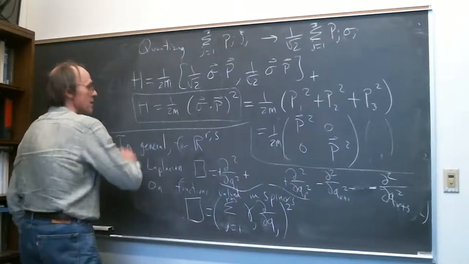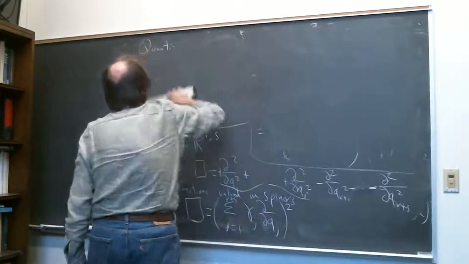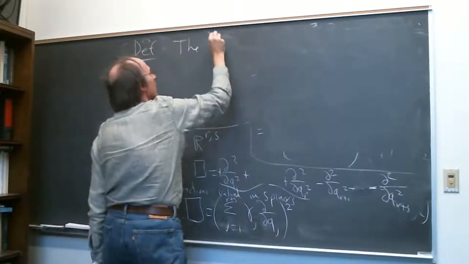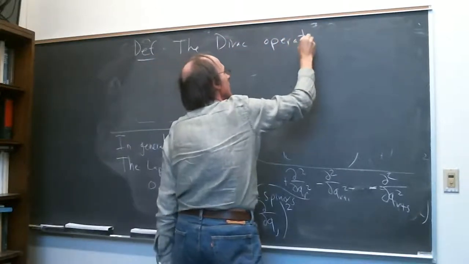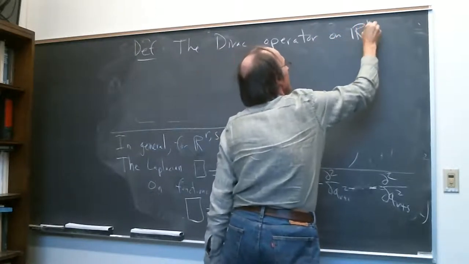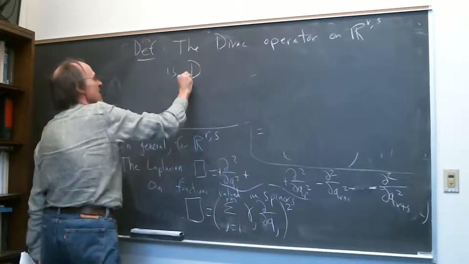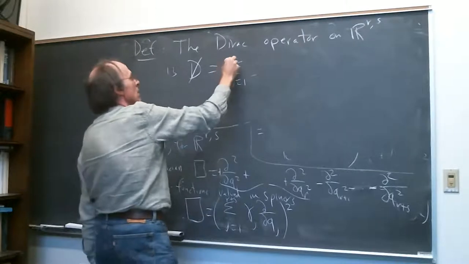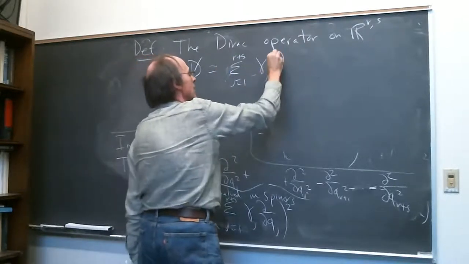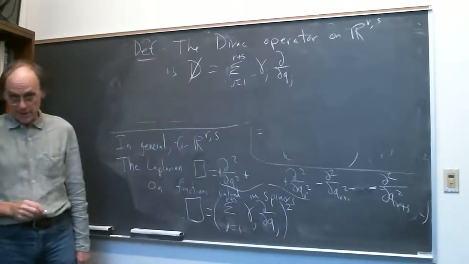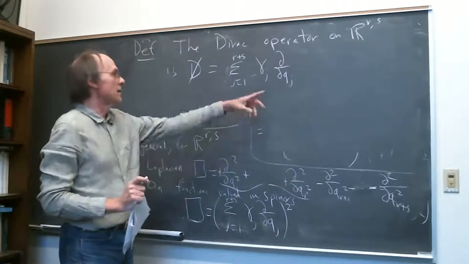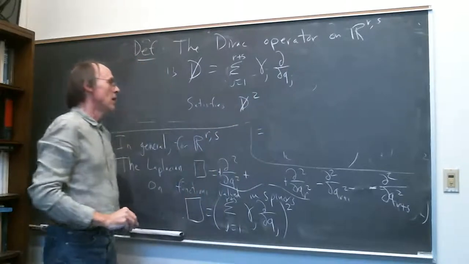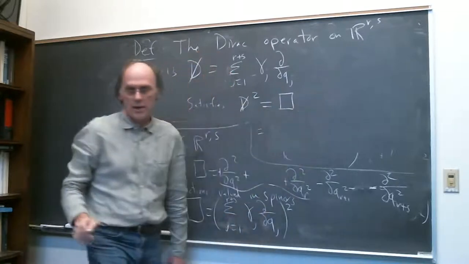So let me write this up here. Here's the definition. The Dirac operator d slash for R,S is just the sum over j from 1 to R plus S of gamma j d/dqj. It's just this guy. And it satisfies that d slash squared is the standard notion of the Laplacian.